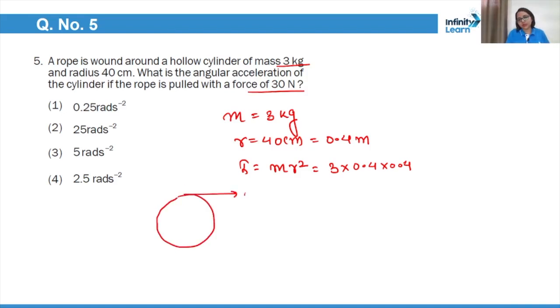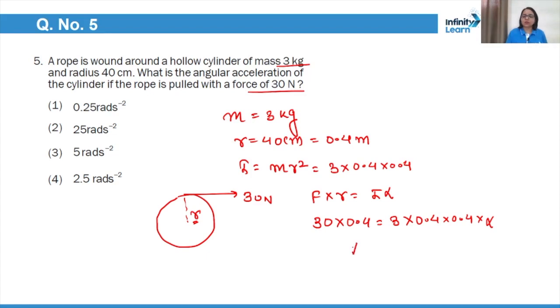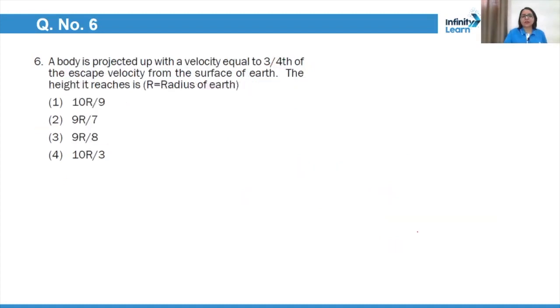Now it is pulled with the force of 30 Newton. So it will create a torque. So torque will be F into R, and that is equal to I into alpha. So F is 30, R is 0.4, equal to I, which is 3 into 0.4 into 0.4, into alpha. So if you solve this one, you'll get the value of alpha as 25 radian per second square, which is equal to option 2.